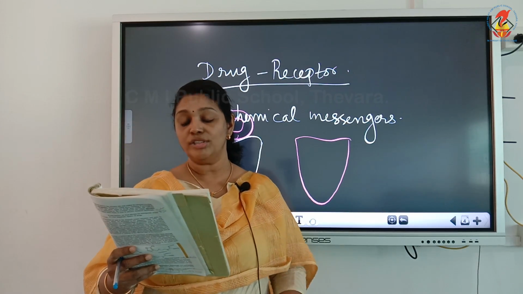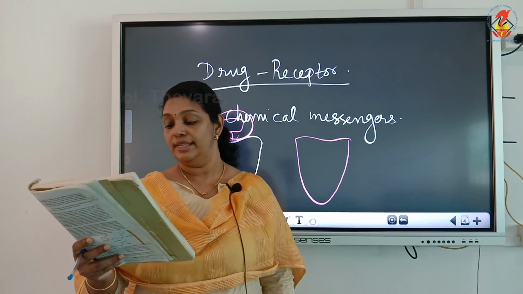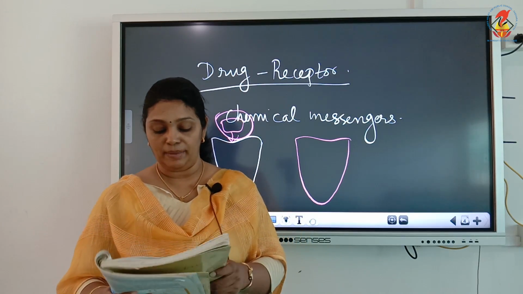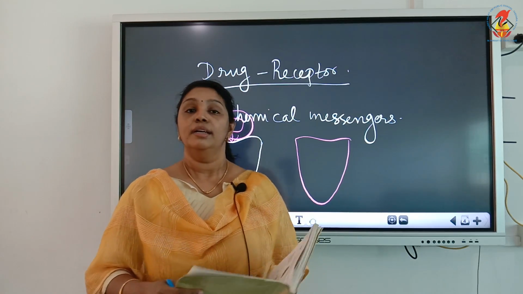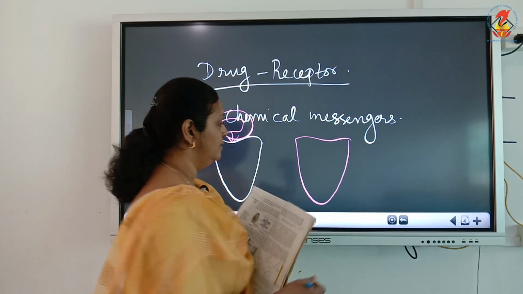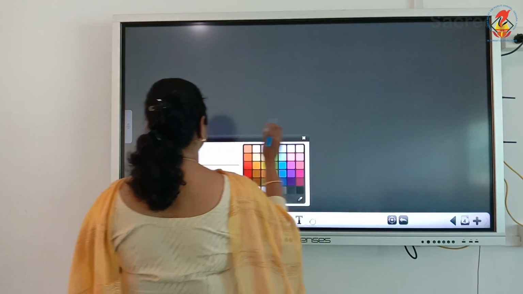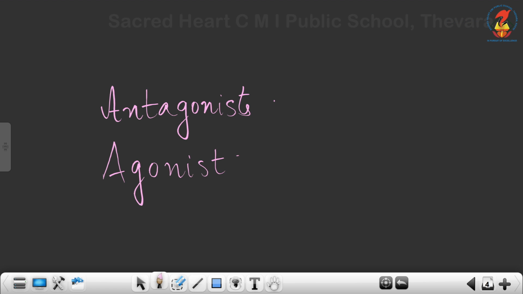Now there are a large number of different receptors in the body that interact with different chemical messengers. These receptors show selectivity for one chemical messenger over another because their binding sites have different shape, structure and amino acid composition. Now we have two terms to study, that is antagonist and agonist. Now, what are antagonists?